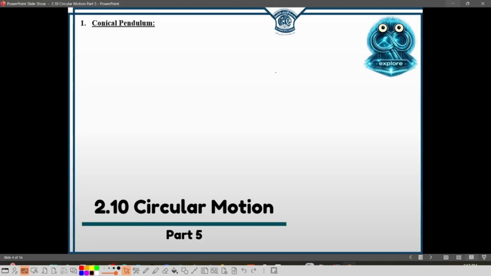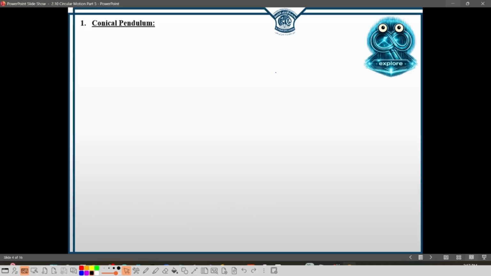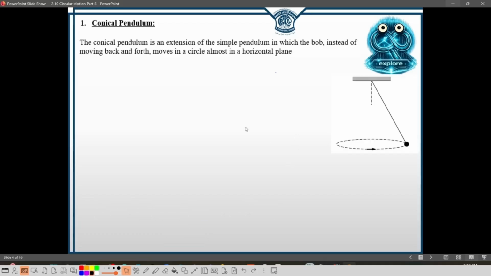Today's topic is 2.10, circular motion part 5, so let's jump right in. Conical pendulum. The conical pendulum is an extension of the simple pendulum in which the bob, the small sphere here, instead of moving back and forth, going left and right, will move in a circular, almost horizontal plane.